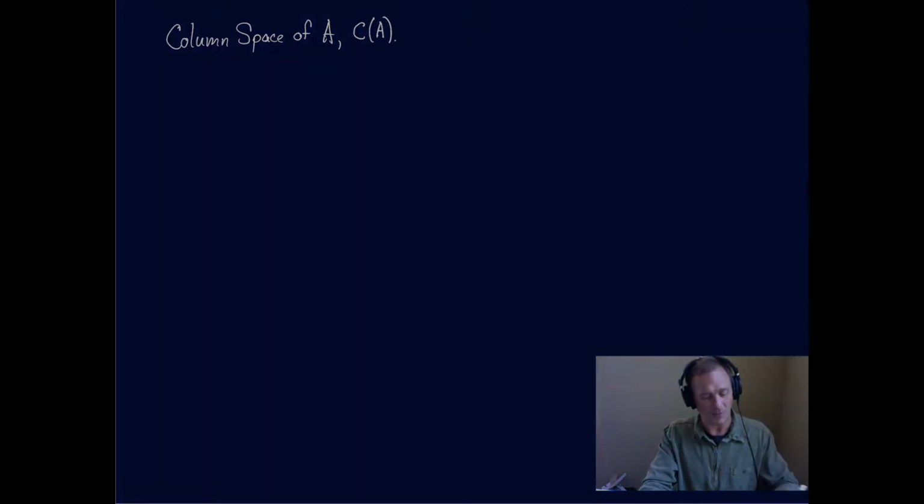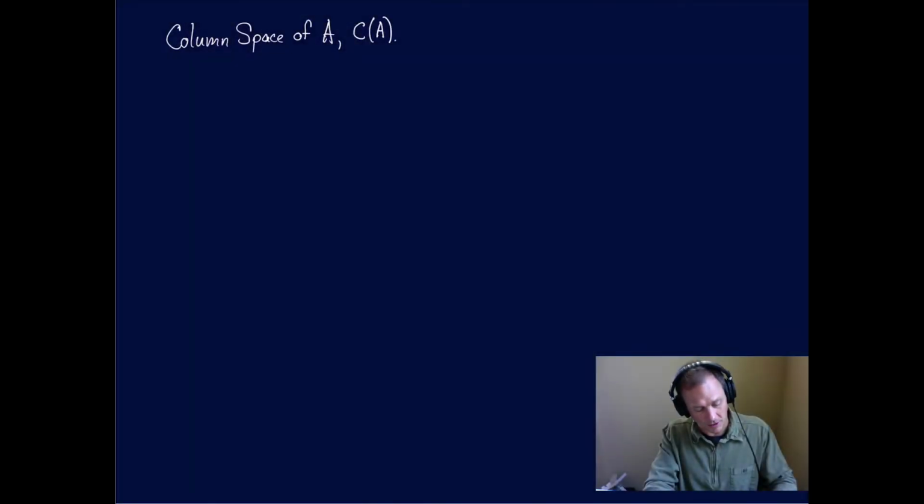I am Tom, and today we're going to take a look at one more example about the column space. So here we go. We're going to talk about the column space of the matrix A. Column space of A, and if we recall, we denote that as C of A. It stands for the column space of A.